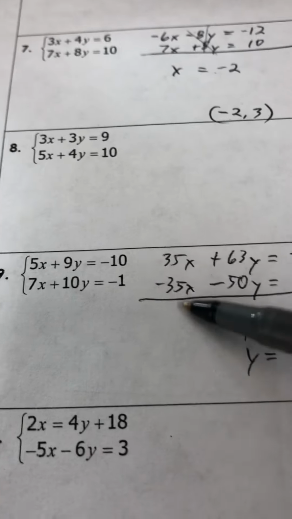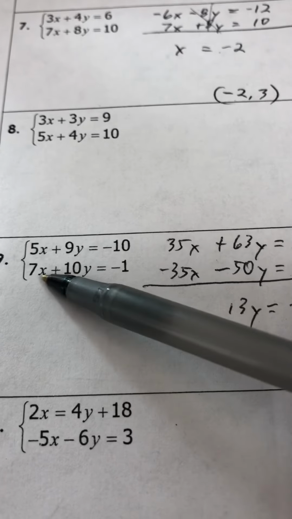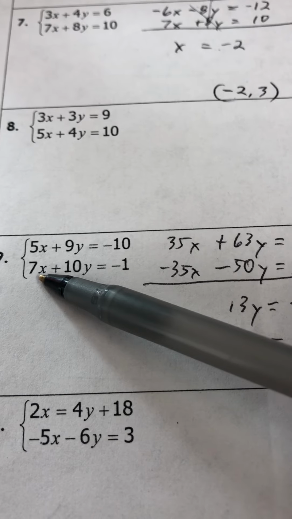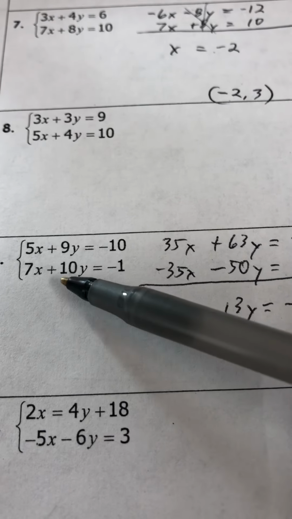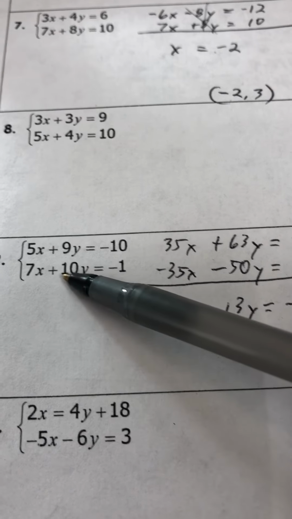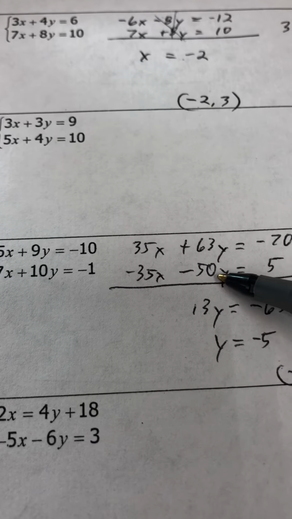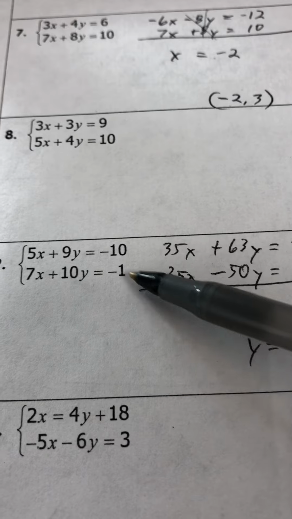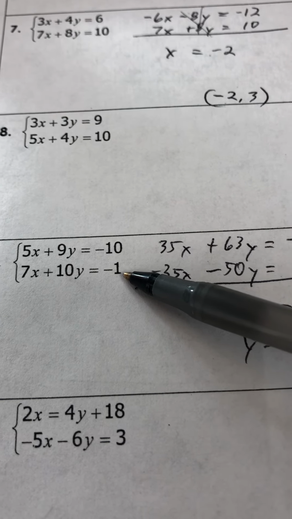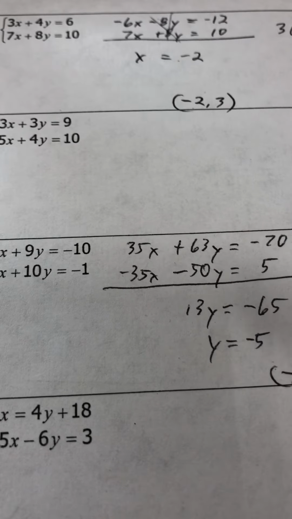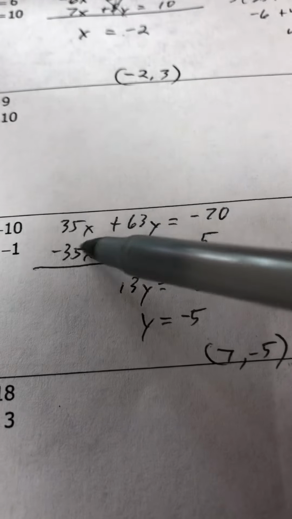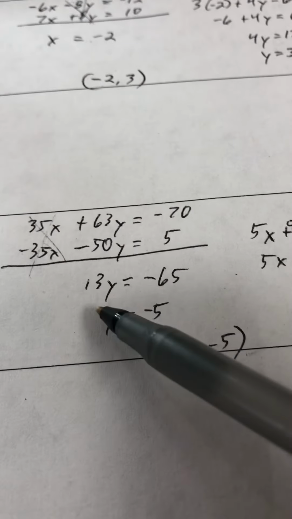Okay, I want to get rid of the x. So I'm going to multiply this by -5. So 7 times -5x is -35x. I have to do the same thing to everything else. 10y times a -5 gives me -50y. And -1 times a -5 is a 5. I end up with these canceling out. That's why I did it.